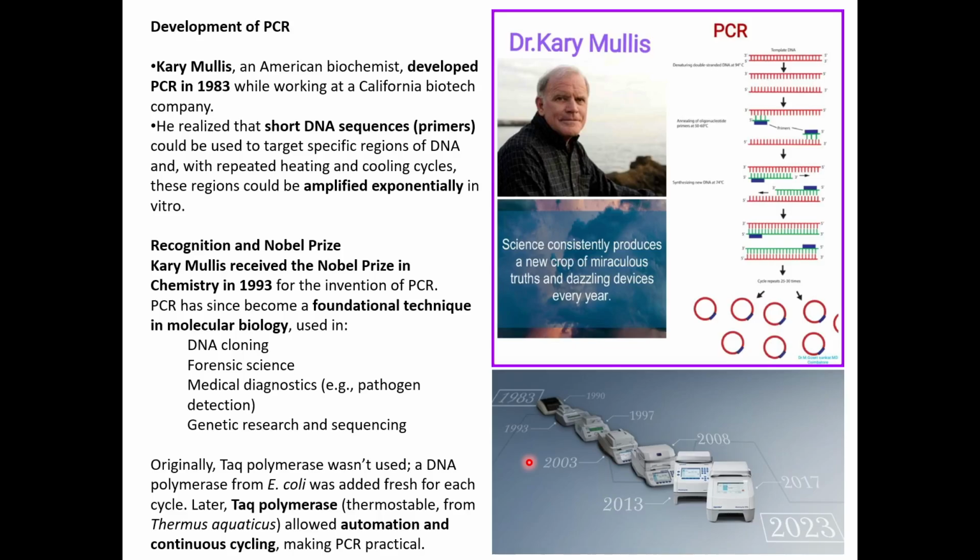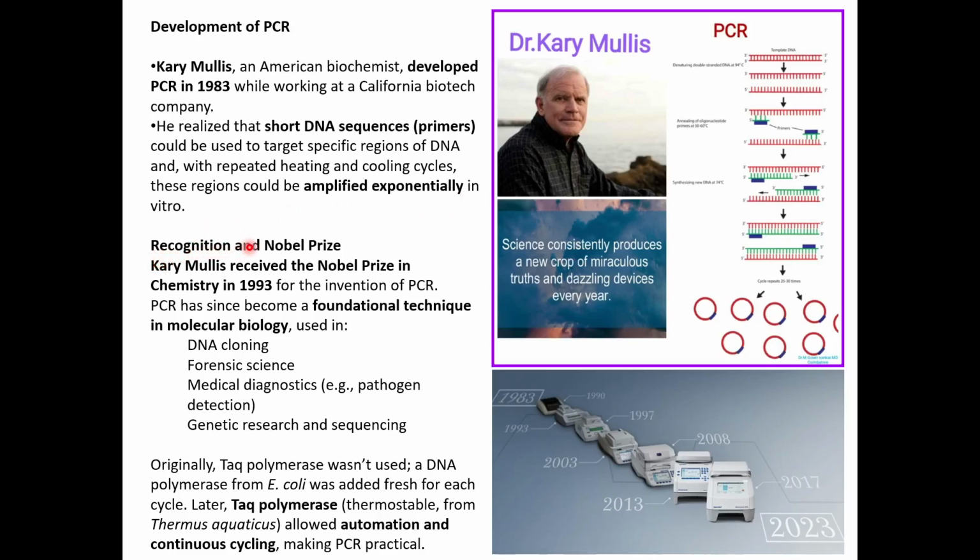Next is about Kary Mullis. Kary Mullis was an American biochemist who developed PCR in 1983 while working at a California biotech company. He realized that short DNA sequences, that is primers, can be used to target specific regions of DNA, and with repeated heating and cooling cycles, these regions can be amplified exponentially in vitro.